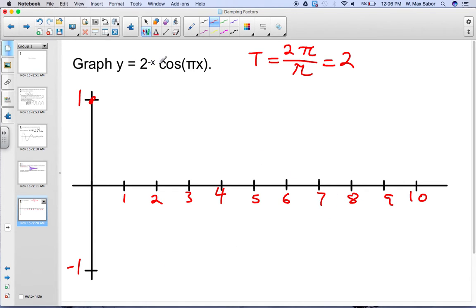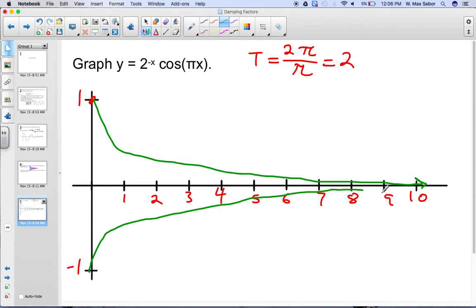But because of this 2 to the negative x, 2 to the negative x will look like this. It's going to decrease in amplitude. Now, if we're drawing the envelope, we should also draw the negative version of that. This is just a sketch. I'm not going to ask you to get a perfect graph of one of these.